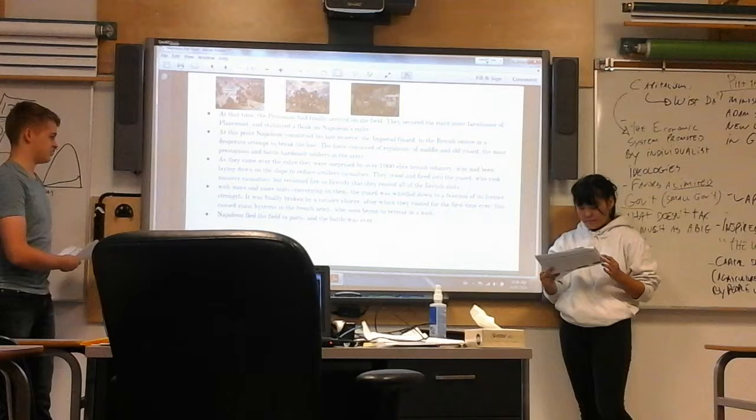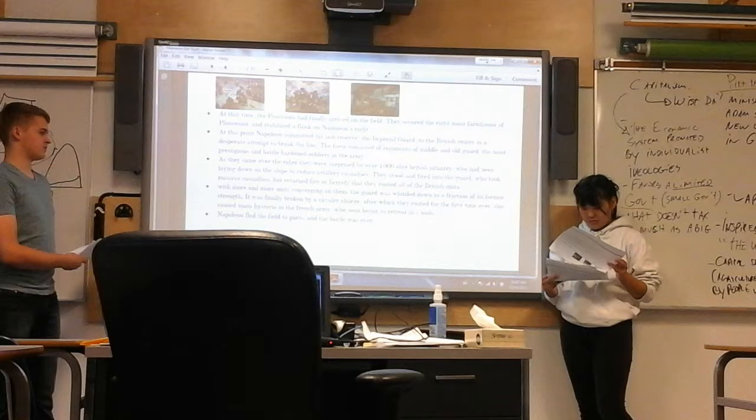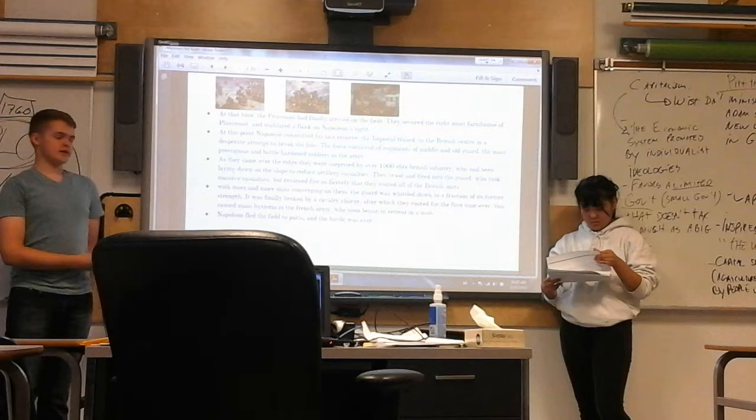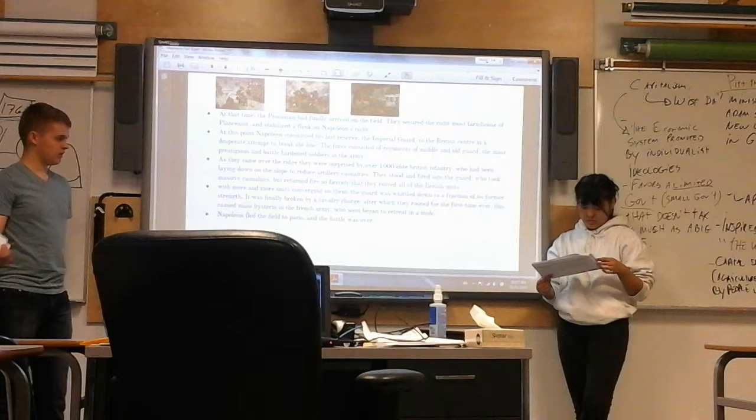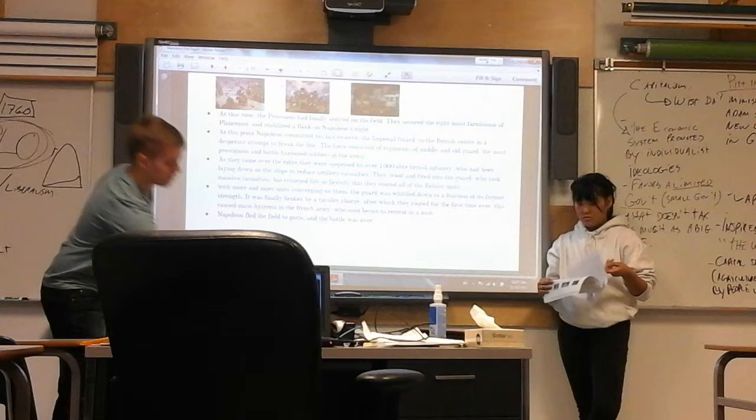But with more and more units converging on them, the guard was whittled down to a fraction of its former strength. It was finally broken by a cavalry charge, after which they routed for the first time ever. This caused mass hysteria in the rest of the French army, who soon began to retreat and were screaming, the guard is retreating, every man for himself. The French army essentially disintegrated after that, and Napoleon fled the field to Paris, and the battle was over.